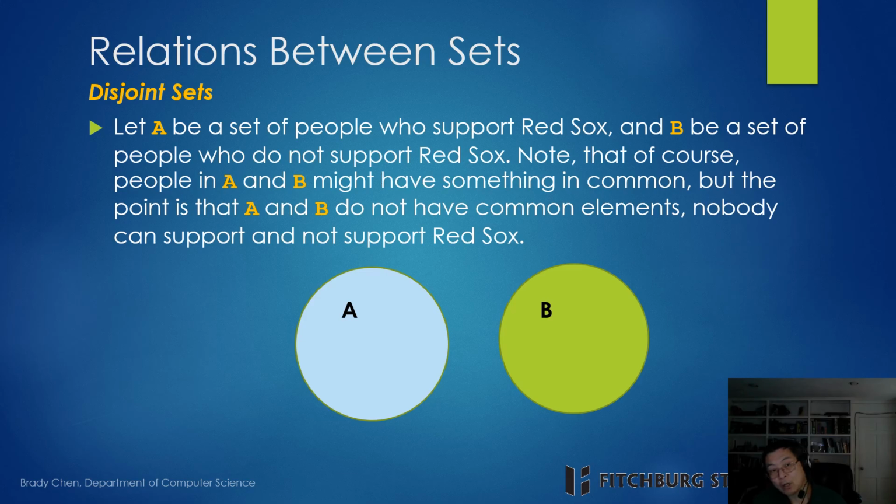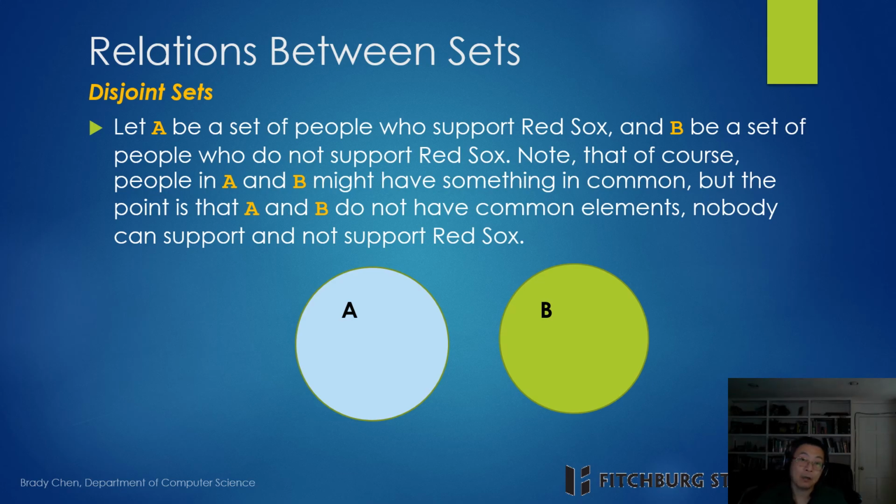So far we have talked about two relations between sets. One is called a subset, the other one is called overlapping. The subset basically means one set is completely included in another set. Overlapping basically means none of the sets is completely included in the other set. However, they have some common area. Okay. Now, here we're going to talk about another relation between sets, and this is called disjoint sets.